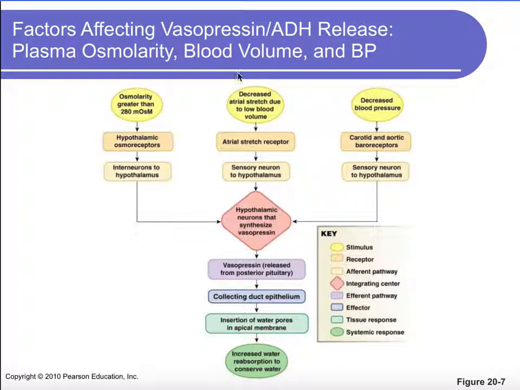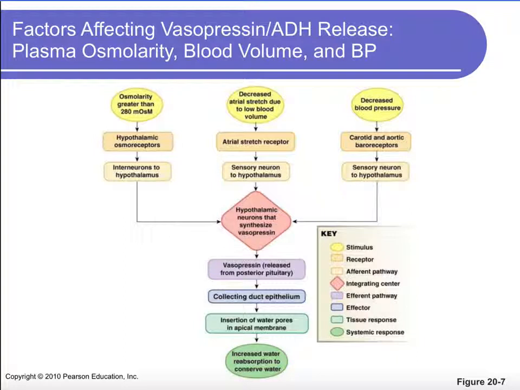So when you have low blood volume, so here we see decreased arterial stretch due to low blood volume, then our hypothalamus will be stimulated to release vasopressin. Because when we have low blood volume and we release vasopressin through the posterior pituitary, we are going to reabsorb water back into the blood. And by reabsorbing water back into the blood, our blood volume will go up. So again, think about what vasopressin does. It causes us to reabsorb water.